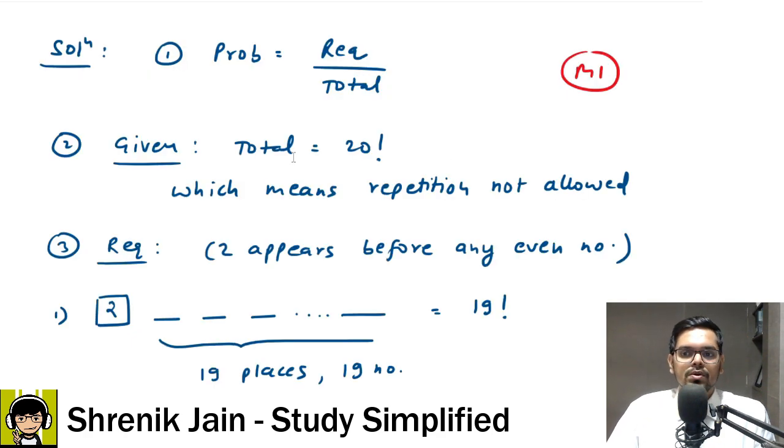You know what? A lot of students will follow method 1, which is the correct approach, and see the problem in method 1. So we know that probability is requirement by total. Total ways of arrangement is 20 factorial, which means repetition not allowed. In the requirement, 2 appears before any even number. So there are various such cases. Case 1, 2 is taking the first position, then the 19 places are left and it can be taken by any 19 numbers. In that scenario, 2 will always appear before any even number. Makes sense? So 19 places, 19 numbers, 19 factorial ways.